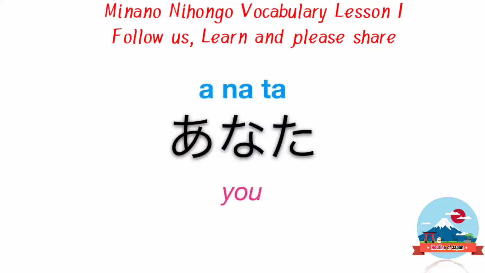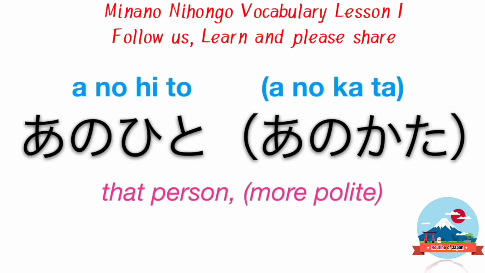So just be very careful with using anata. Again, if you're not very close to someone, it's better to address them by their first name or last name followed by san instead of saying anata. Also, this word can be used as a term of endearment. Sometimes wives would call their husband anata. Anohito. Or the more polite way of saying this is anokata. Ano means that and hito means person.